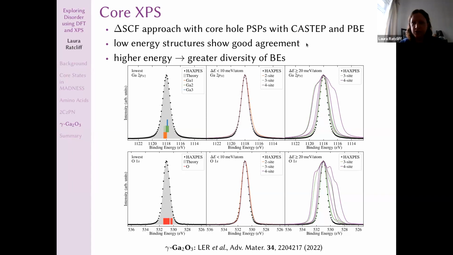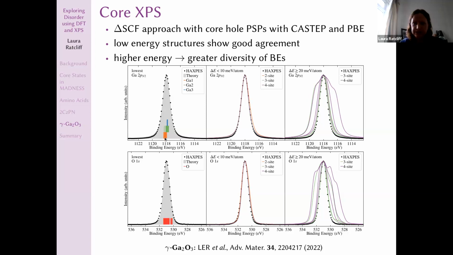Because of the cost here, we have 160 atoms in our system. If we want to calculate the core binding energies, we need to do 160 calculations per structure. So this is a lot more expensive, and we didn't look at quite all of the 30. But we have in the middle here the lowest energy structures, which you can see agree very nicely with experiment, both for the gallium and the oxygen, whereas our higher energy randomly selected structures are quite drastically different. These don't agree very well with experiment at all. So the same story as we saw with valence XPS, which is nice.